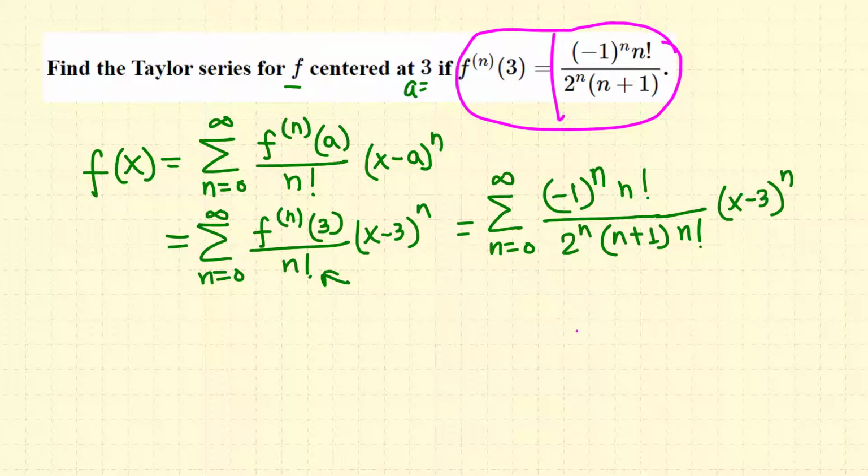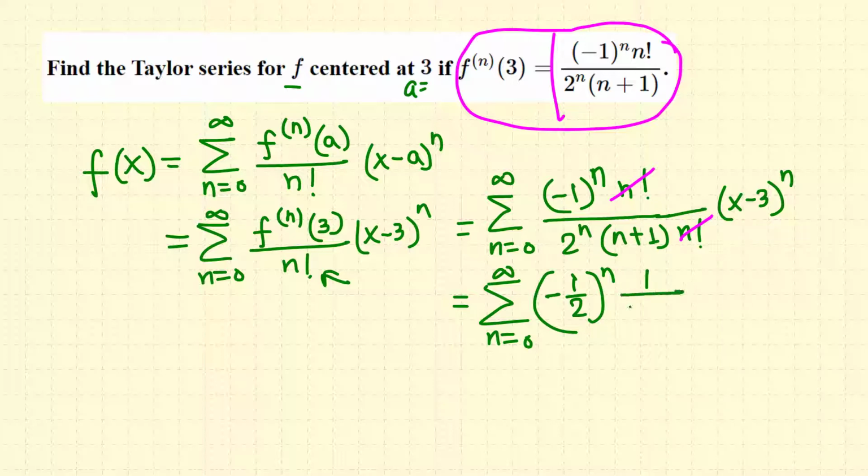Now we can simplify n factorial and done. Pretty much there is not much to do. Now we can just write the final answer. Negative 1 to the n, 2 to the n, maybe we can combine these two. So negative 1/2 raised to n, that's optional, 1 over n plus 1, that's on the bottom, and x minus 3 raised to n. So this is it, the Taylor series for f if the nth derivative is given.